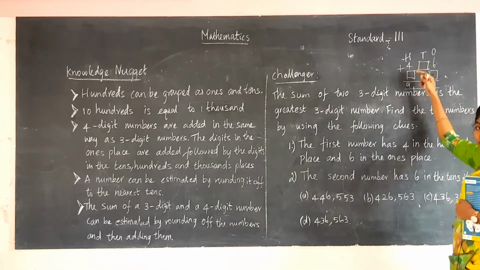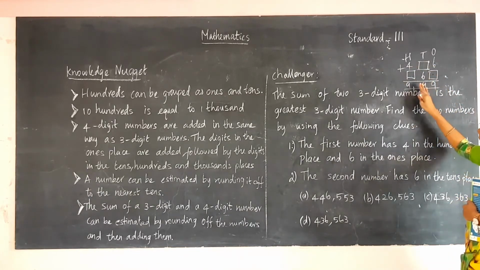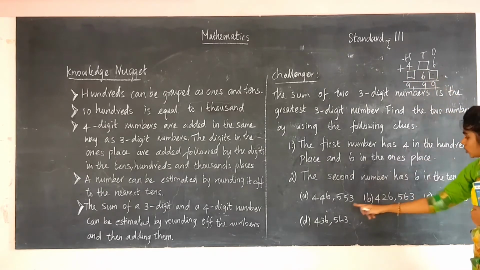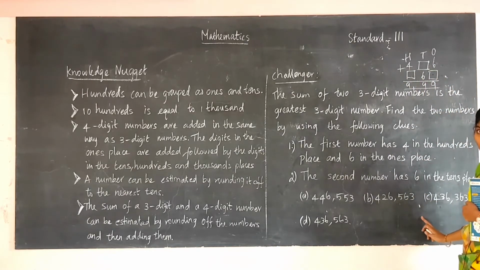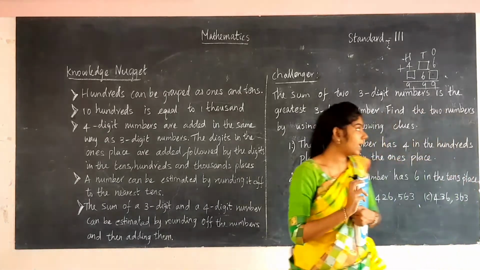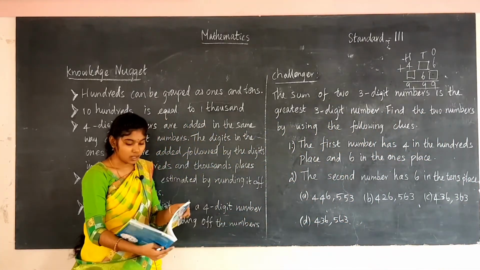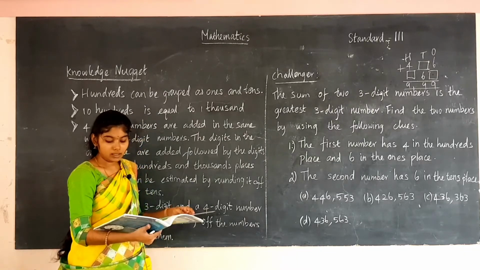Likewise, you have to find the answer. Find the first number, find the second number, and choose which one is the right one. Okay, this is a homework part for you. This is a challenge you are going to do. We have revised what you have seen in this chapter, and the next one is mental maths.